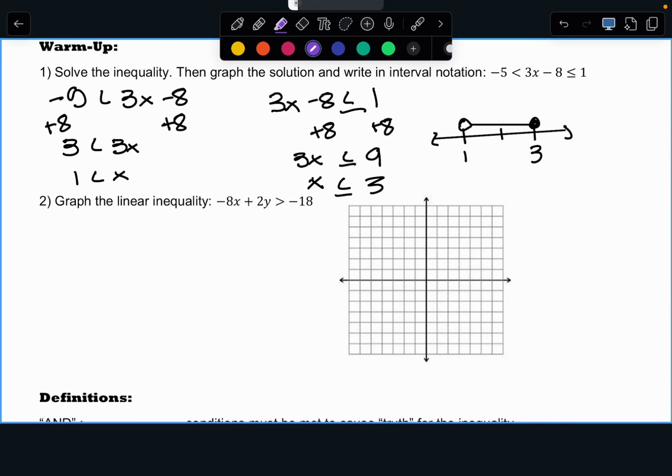One more thing I want to say about this. She split it up, which I love. X is greater than 1. Technically, if I just graphed that, my line would go all the way to the right. And if I just graphed x is less than or equal to 3, I would have that going all the way to the left. But this type of inequality, is it an and or an or?